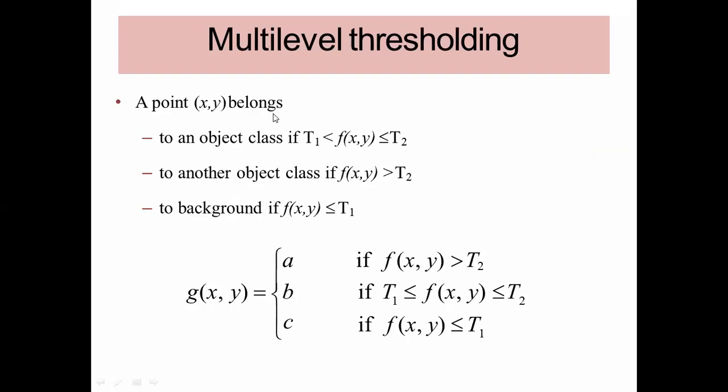A point (x,y) belongs to one object class if T1 is less than f(x,y) less than or equal to T2, to another object class if f(x,y) is greater than T2, and to the background if f(x,y) is less than or equal to T1. So g(x,y) is equal to a if f(x,y) is greater than T2, g(x,y) is equal to b if f(x,y) lies between T1 and T2, and g(x,y) is equal to c if f(x,y) is less than or equal to T1.